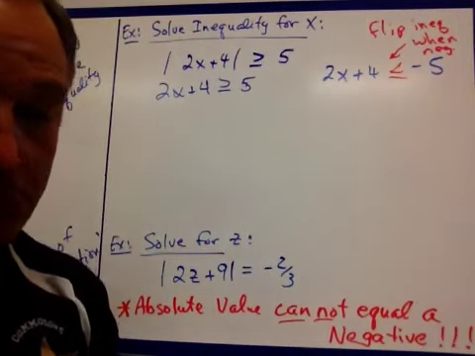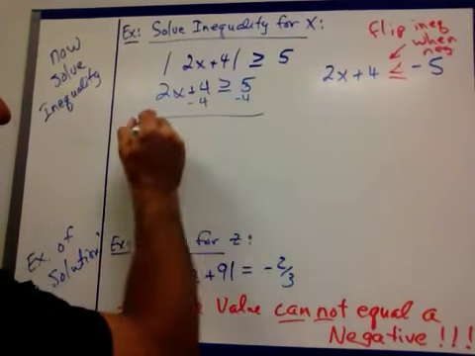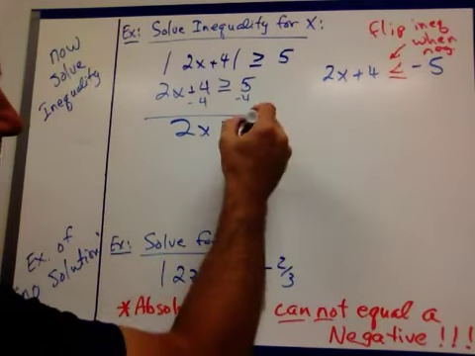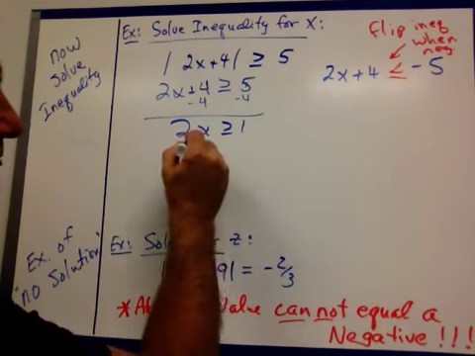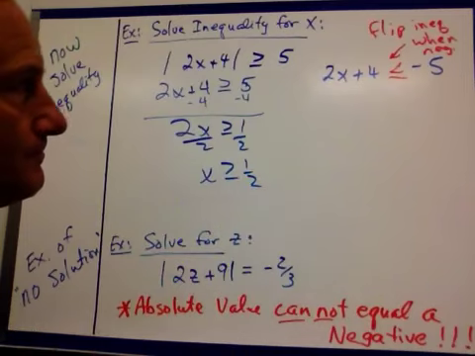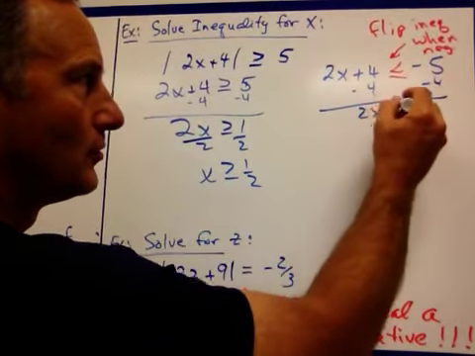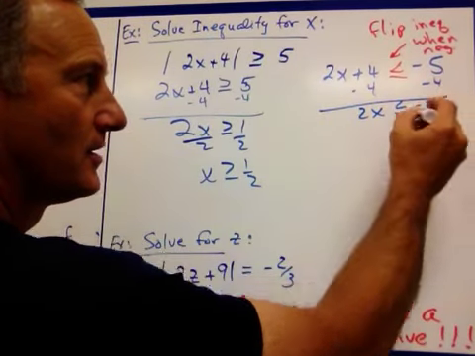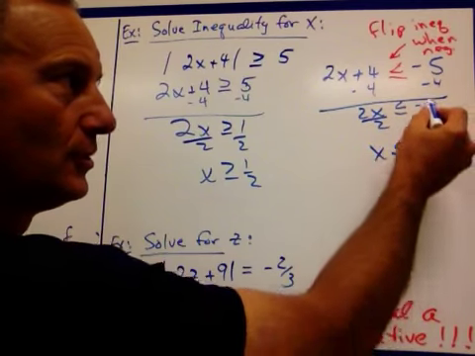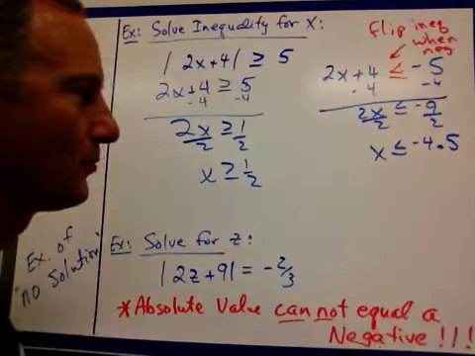And then just do it like we've been doing it. Subtract the 4, but you do the opposite. 2x greater than or equal to 1. Divide out the 2. X is greater than or equal to 1/2. Over here subtract the 4. 2x would be less than or equal to negative 9. Divide the 2 out. X is less than or equal to negative 9/2, which is 4.5 if you want to look at it like that, no problem.